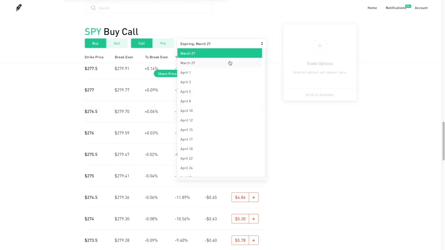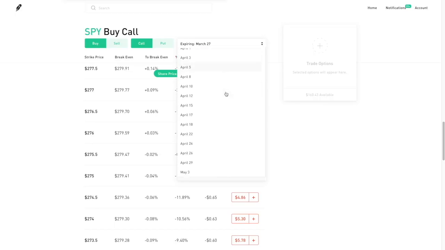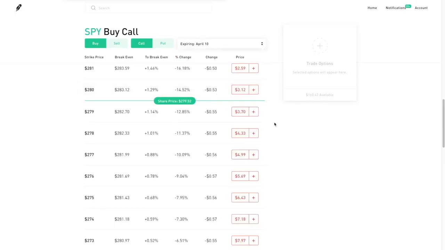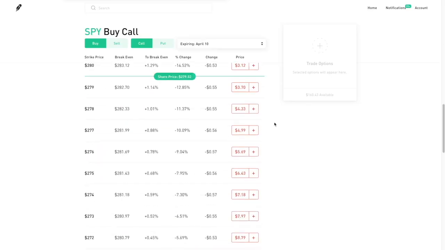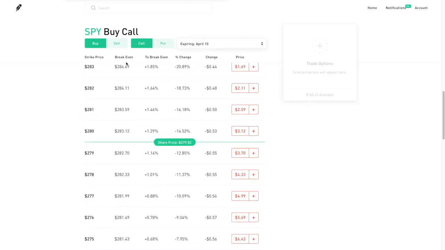So let's go ahead and set out these option contracts till April 10th, okay? And then as you can see, it gives you an entire list of option contracts. The first thing we want to point out is the strike price to the left.